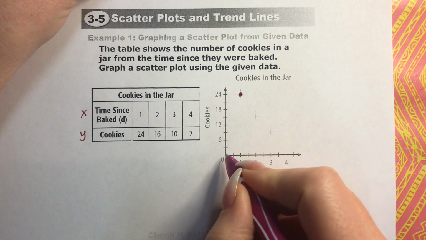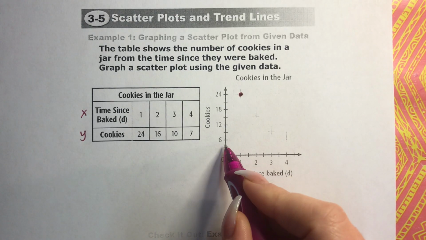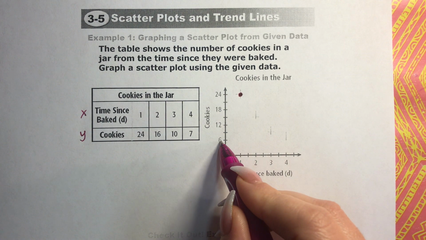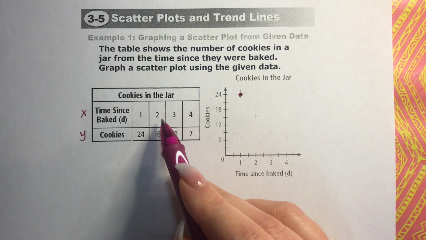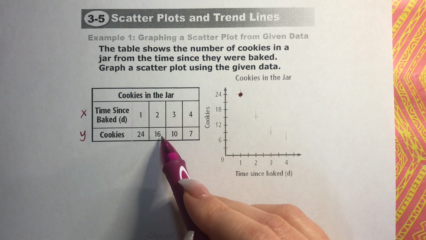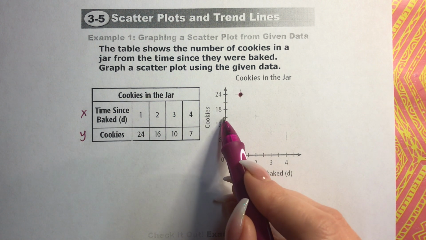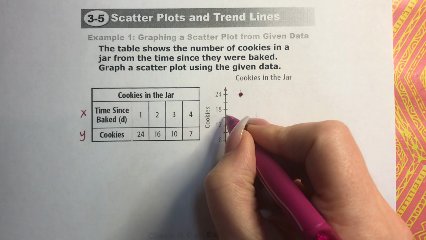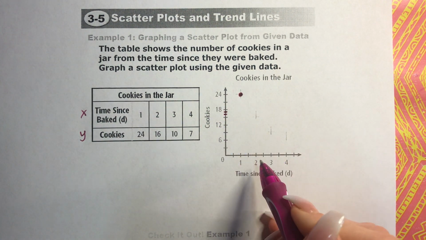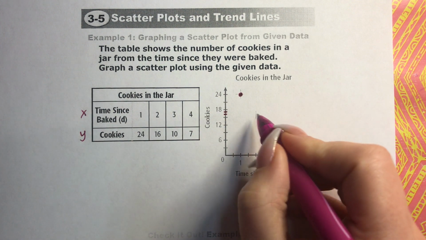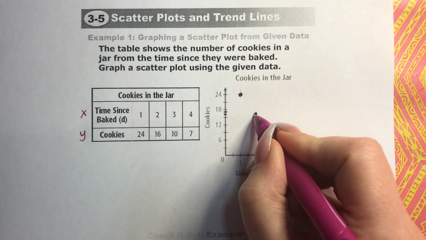2, 16, okay, what are the units here? So this looks like they're in threes, so this would be 3, 6, 9, 12, 15, 18. So we need 16. So if this is 15, then this would be 16 and that would be 17. So 16 is right there. 2, 16 would be right about there.